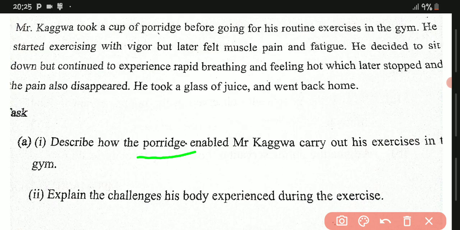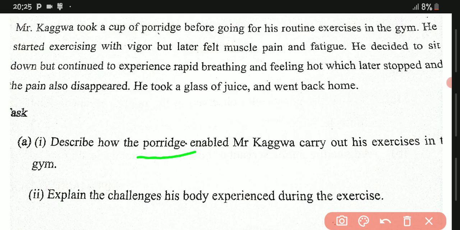So after identifying that this question is all about starch, what comes next is which process these nutrients go through, which enables Mr. Kagwa to exercise in the gym. What you should know is that Mr. Kagwa, to exercise, needs energy. So after identifying that porridge contains mainly starch as a carbohydrate, you have to tell us the processes which that starch goes through such that Mr. Kagwa can get energy in the gym.